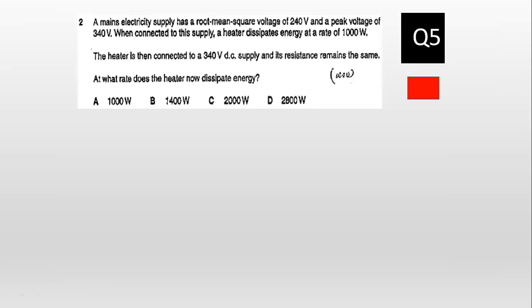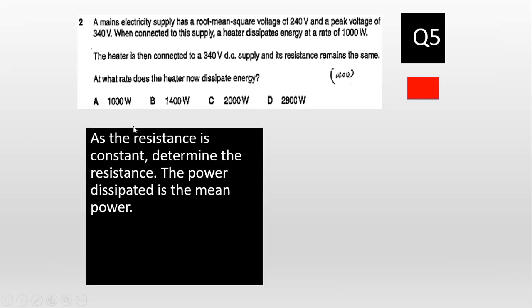The mains electricity supply has a root mean square of 240 volt and a peak of 340 volt. When connected to this supply, a heater dissipates energy at a rate of 1000 watt. The heater is then connected to a 340 volt DC supply and the resistance remains the same. At what rate does the heater now dissipate energy? Right, remember, you are using the same resistor, so the resistor is constant.